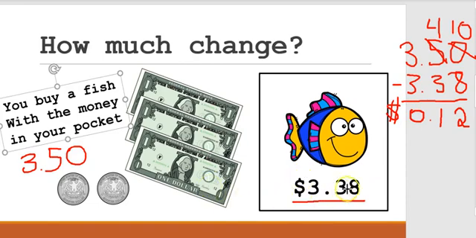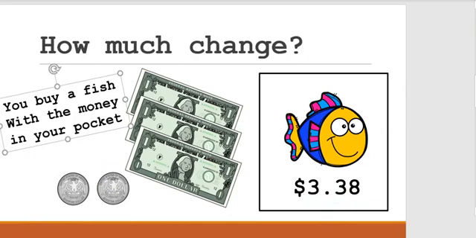But if I count up from 338 to 350, I would be able to get that as well. Well, how do I count up if I'm trying to figure out how much change I get? Well, if I have a fish that costs $3.38 and I count up towards what I have of $3.50, well, let's make it into something a little bit more manageable. So if I add 2 pennies to 3.38, I will then have $3.40.